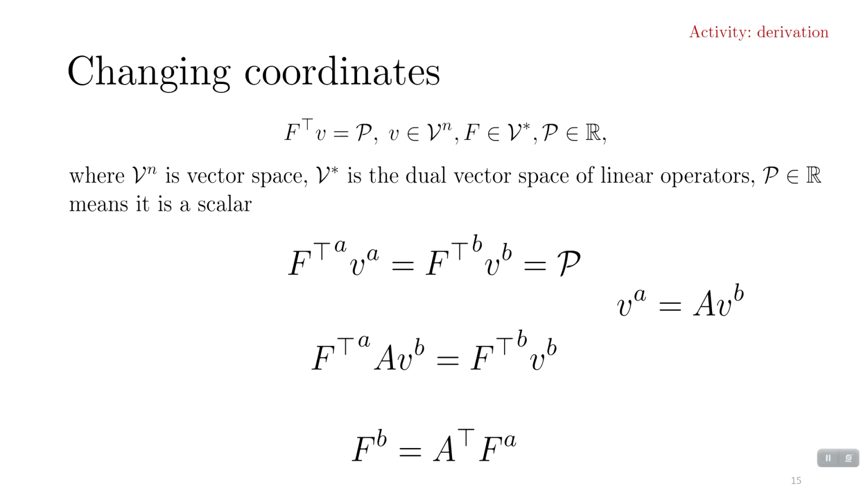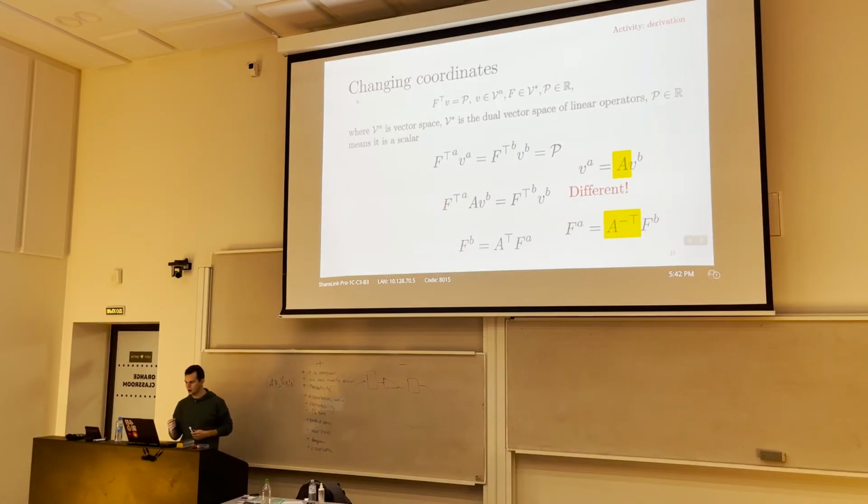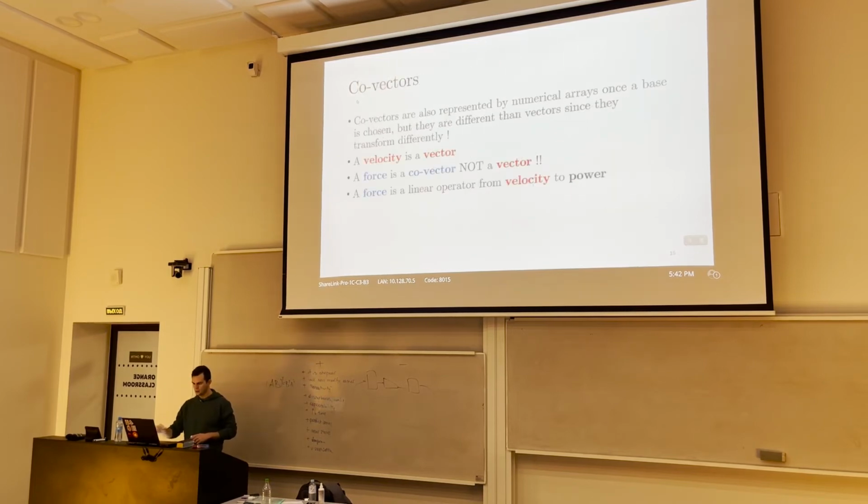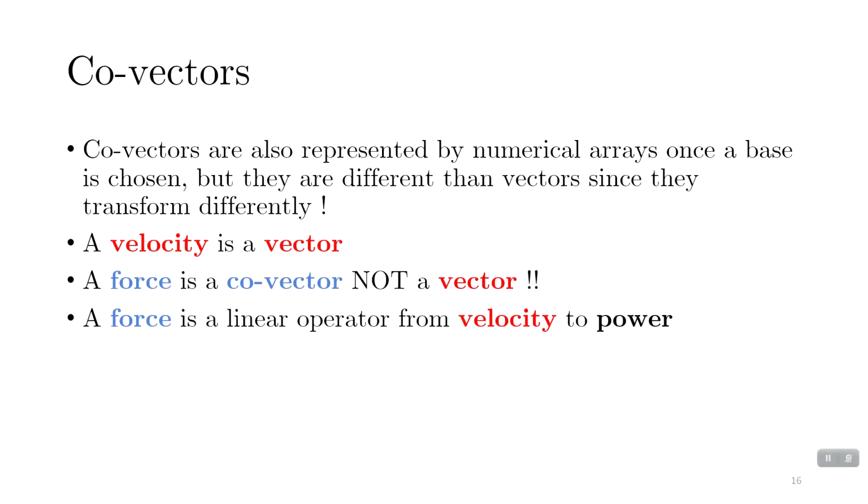Is it clear here? And if we want to express FA, we will have the following. Are you sure? Do you agree? And here you can see that the matrix of relation is different. So they transform differently, velocities and forces, because they have different nature. Velocities are vectors and forces are covectors. And multiplication of vectors and covectors always gives you power. Okay, yeah, I already told you that.